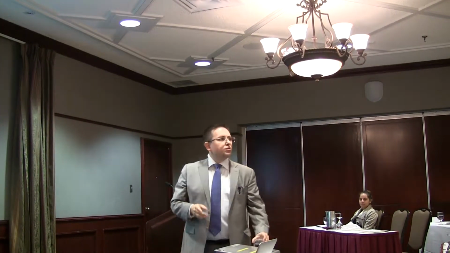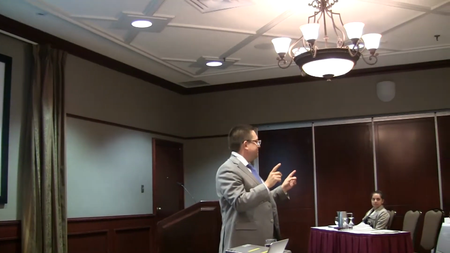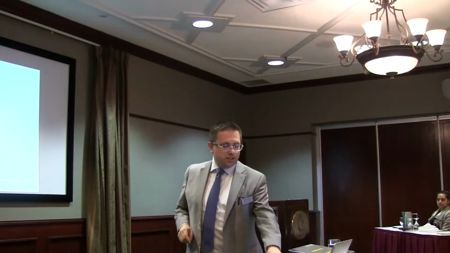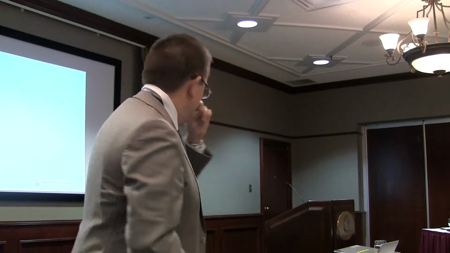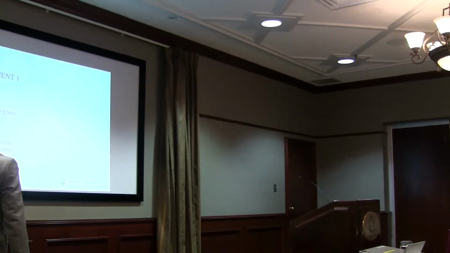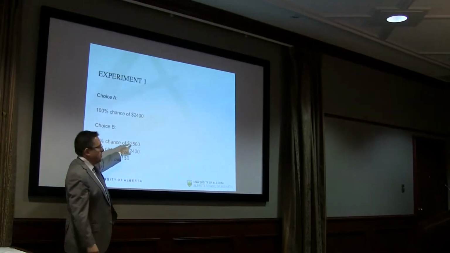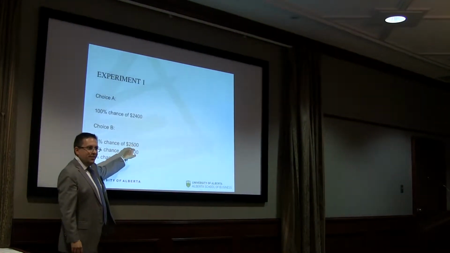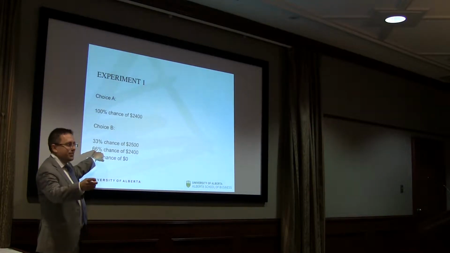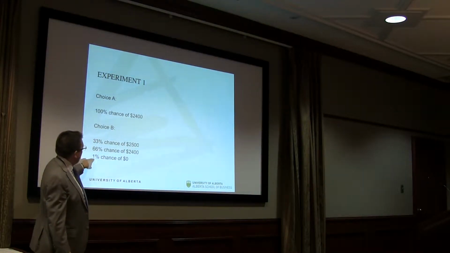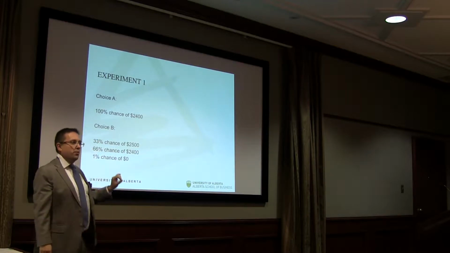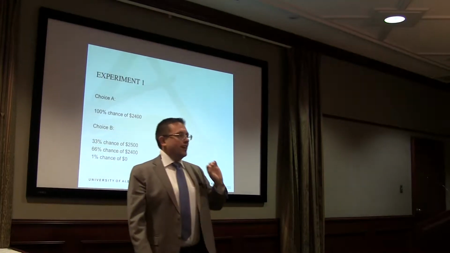So, how many of you switched your vote? Okay. Let's take a look at how this works. So, with experiment 1, what's the expected value? I think you were calculating. Yeah, so if you take 33% times 2,500, so it's 2,409. So if you take this gamble, it's actually worth $2,409.